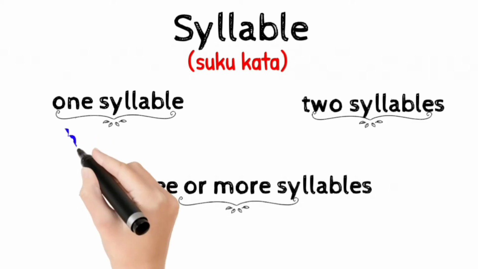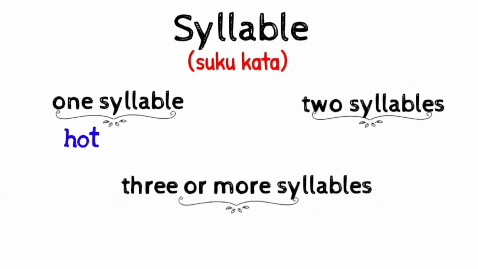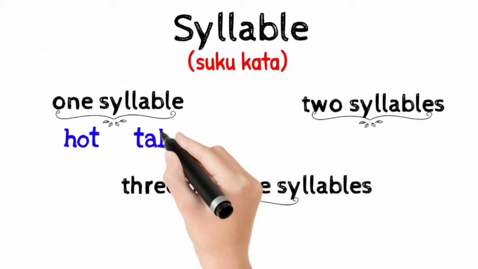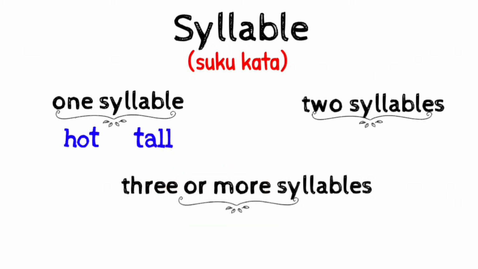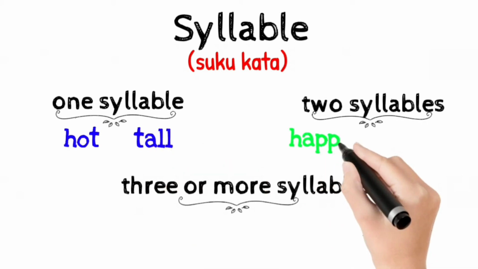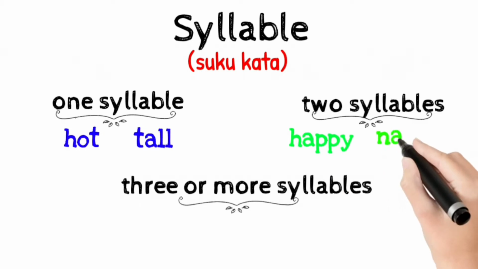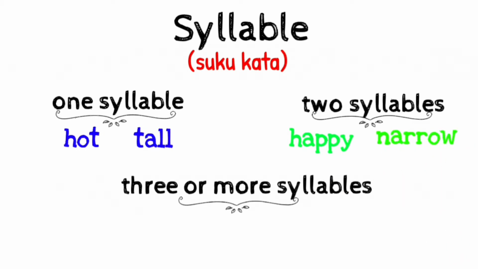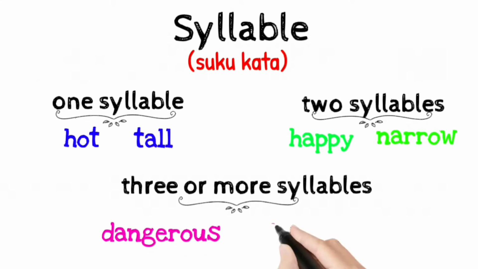Now let's take a look at some examples of one syllable adjectives. We have hot and tall. For two syllables we have happy and narrow. While for three or more syllables we have dangerous and beautiful.